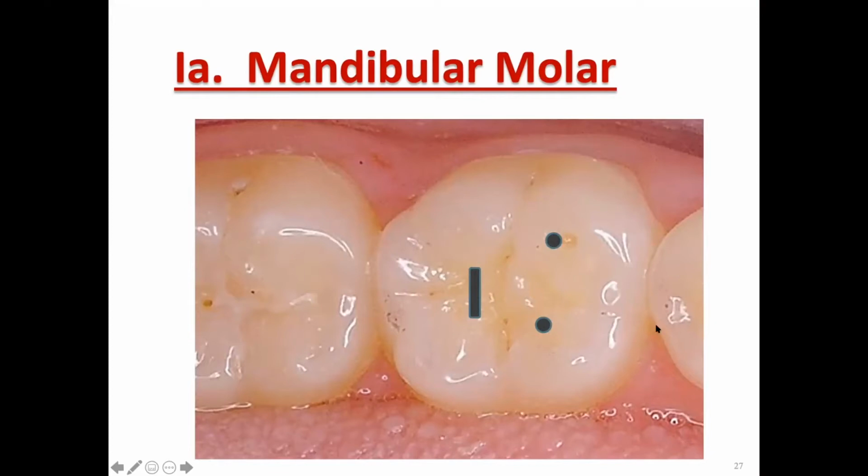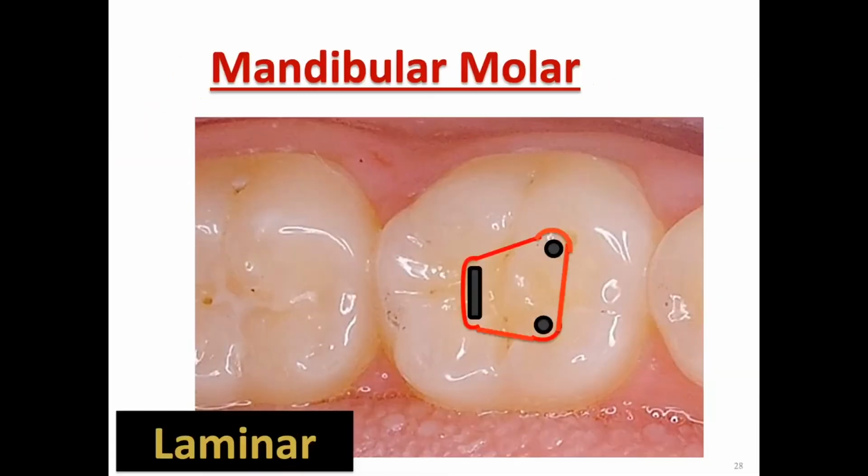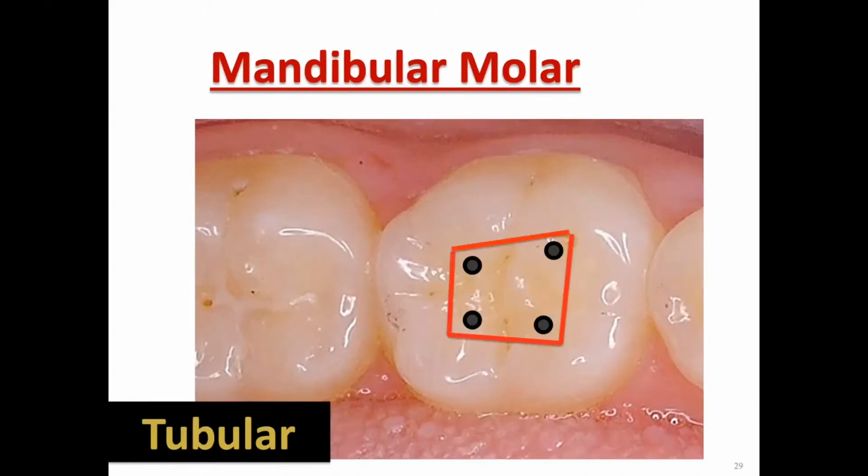So these points have to be joined to form an outline. So it will either form a laminar form or will give you a tubular structure.